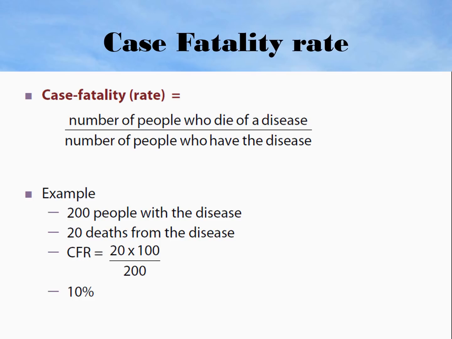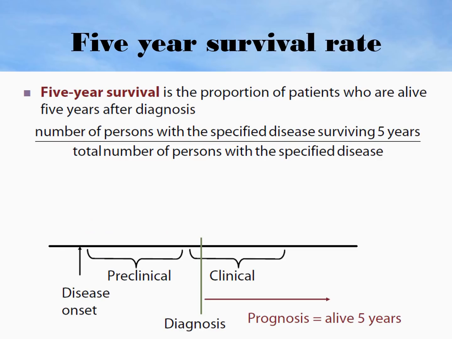If you will remember your biostatistics, case fatality is defined as the number of people who die of a disease as compared to the number of people who have the disease. For example, 200 people with the disease over 20 deaths. So, 20 out of 200, then the case fatality rate is 10%.